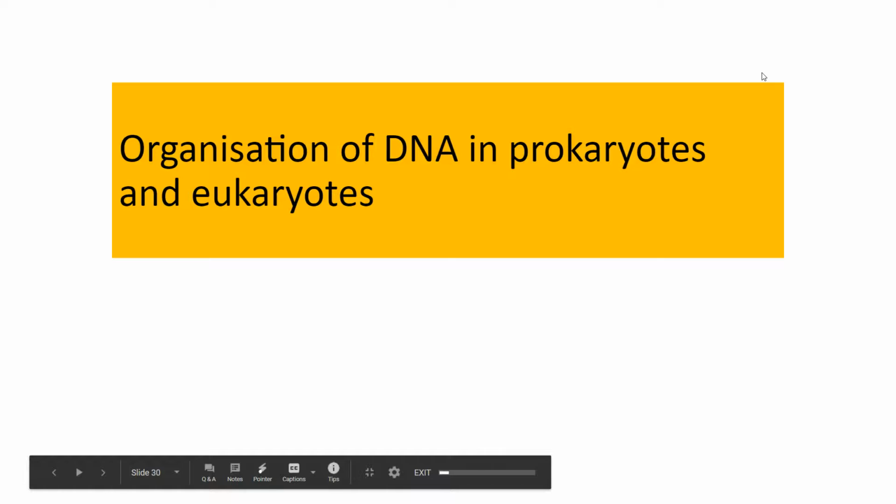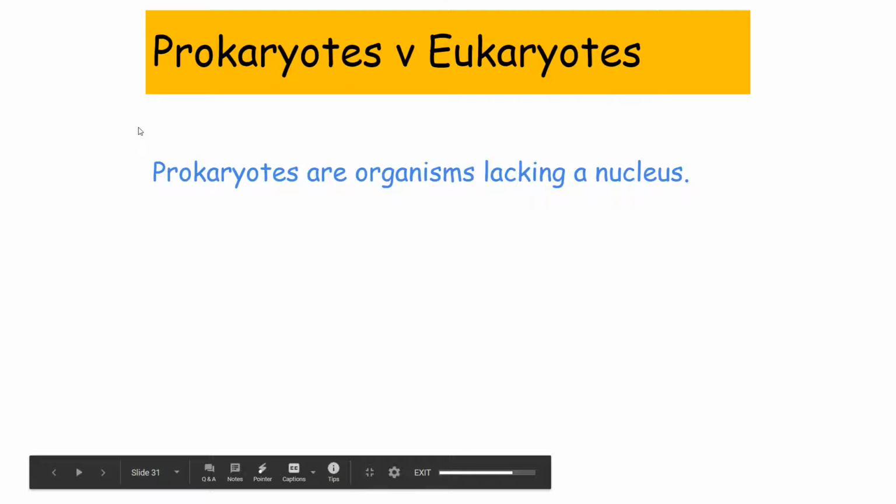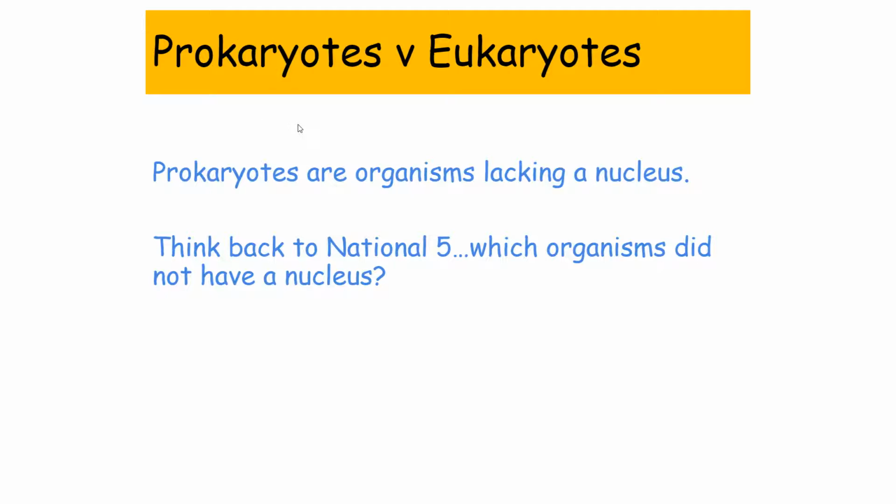Good morning, everyone. What we're going to be doing today is looking at the last part of key area 1 of Unit 1, and that is organization of DNA in prokaryotes and eukaryotes. Now, these are terms that we have come across before, and we're just going to remind ourselves of the difference between them. So, a prokaryote is an organism that lacks a nucleus, okay? A eukaryote is an organism with a nucleus.